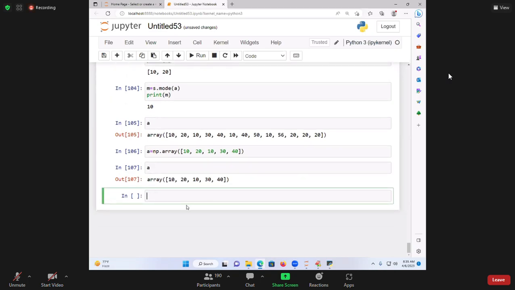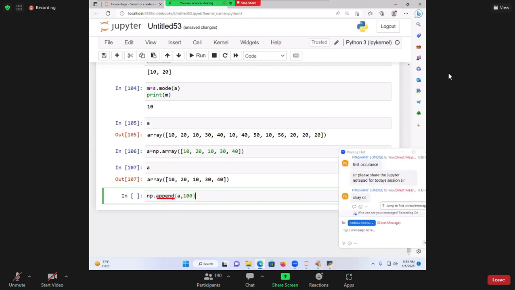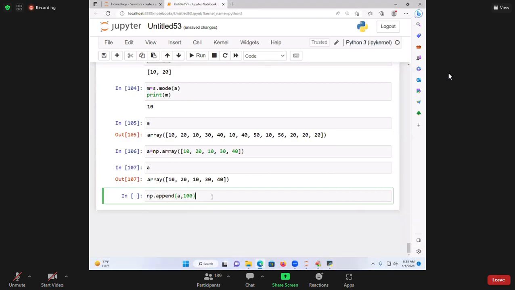Now some miscellaneous small example. Now I want to add data to this. Adding the data. How do you add it? np.append of A comma, what I am adding, 100. What is append? It is a function. Easy. np.append is a function present in which module? NumPy module. np is an alias name. np module means they will ask who is your faculty. You will tell my name compulsorily.